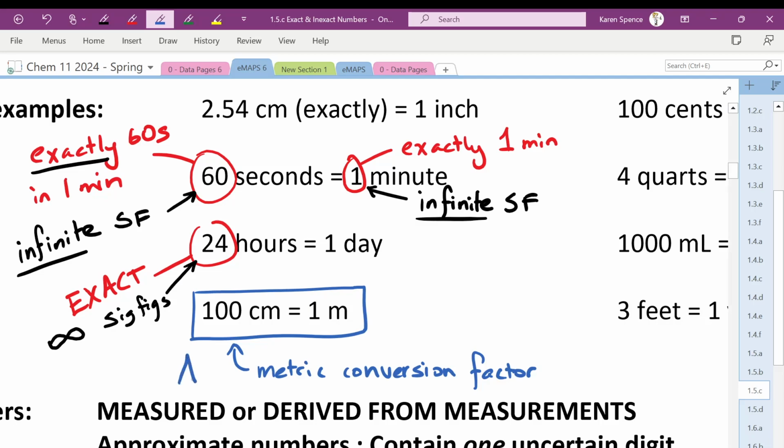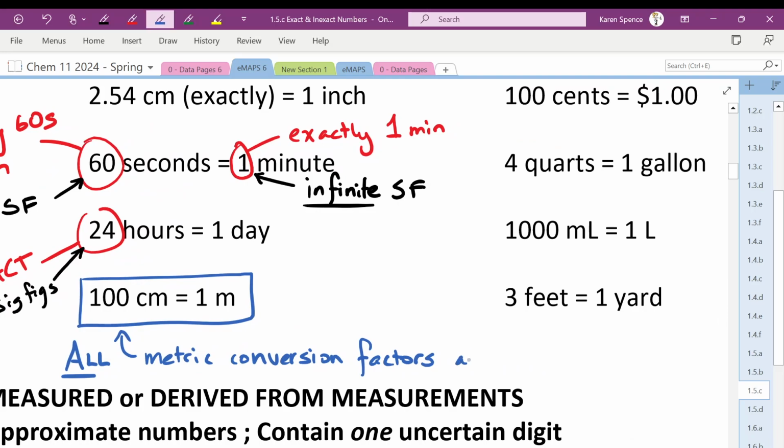All metric conversion factors are exact. They're all like 100 or 1,000 or 10,000 or 100,000 or something like that.